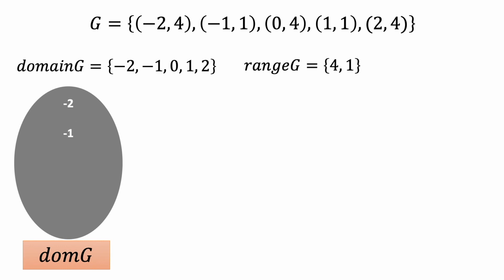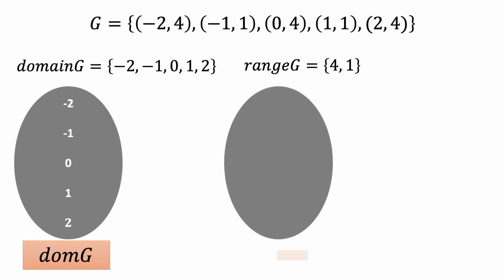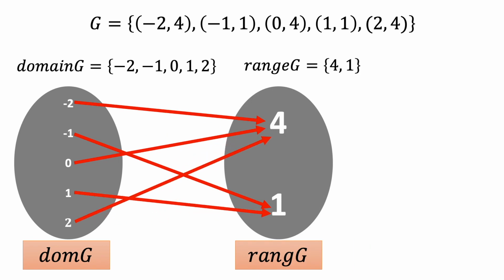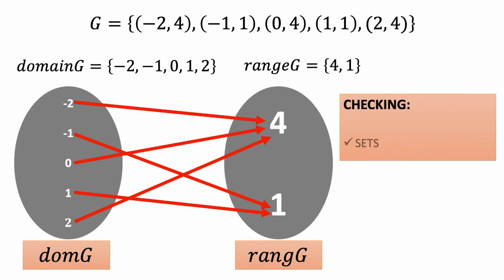Now, -2 is mapped to 4, -1 is mapped to 1, 0 is mapped to 4, 1 is mapped to 1, and 2 is mapped to 4. Let's check. We are sure that the first two conditions are met. Since each element in domain G was mapped to one and only one element in range G, we are sure that the third condition was met.